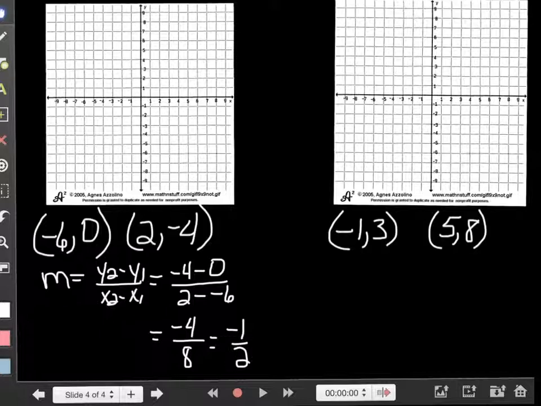If you will remember on one of the previous pages, we said that if we found the slope was negative, then that means that line would be falling to the right. So let's plot these points on the coordinate plane and see if that statement holds true.